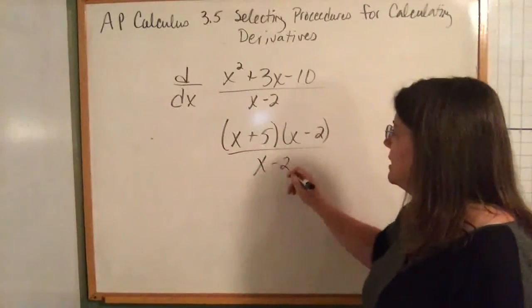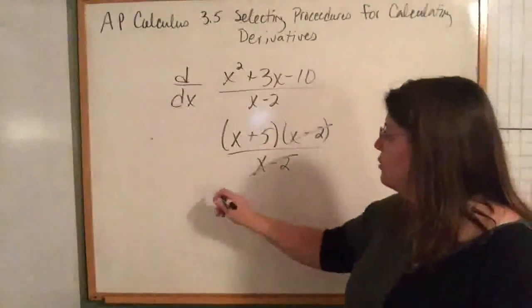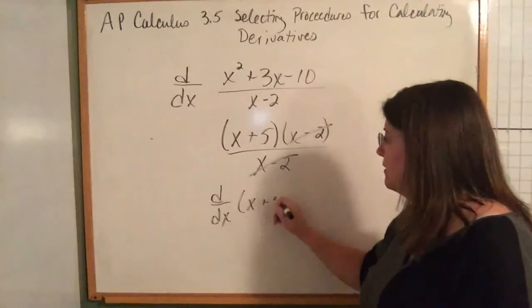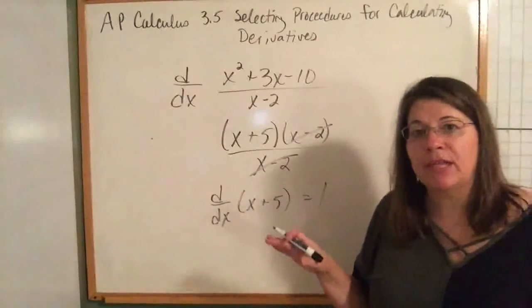And if you look at that, we've got a factor that cancels out. So now what you're really going to find is the derivative of x plus 5, which is just 1. So that one can be simplified if you notice that it can be factored.